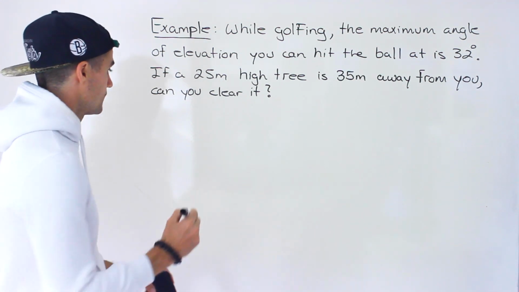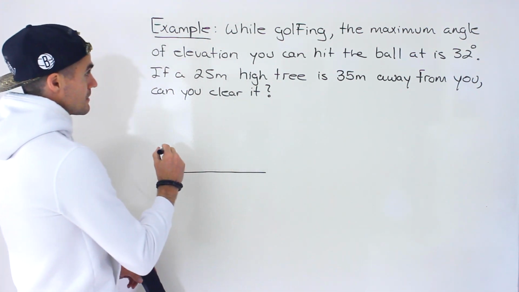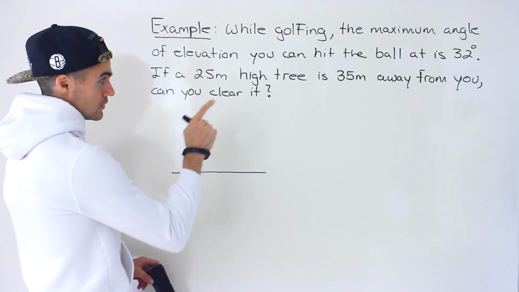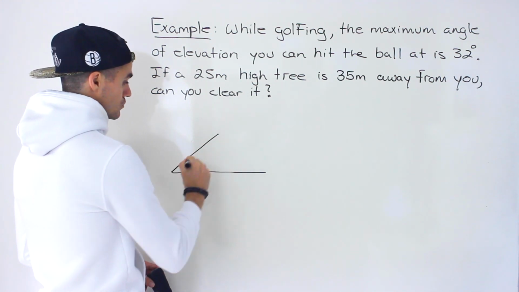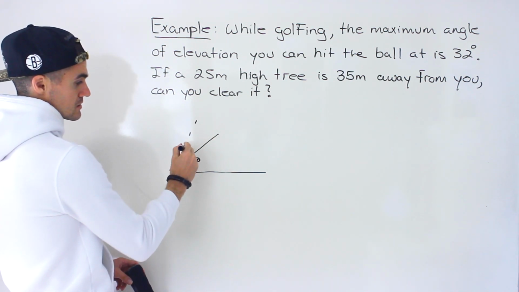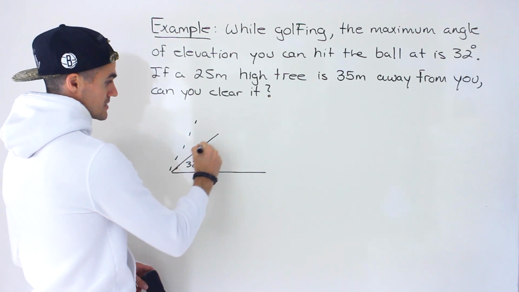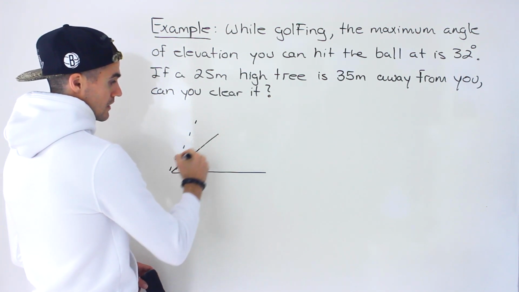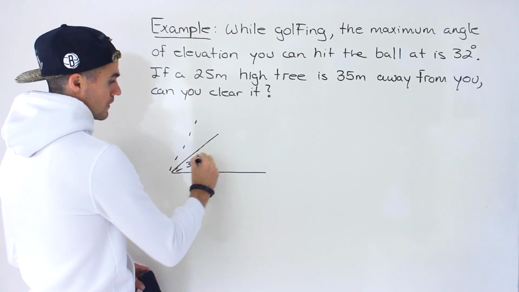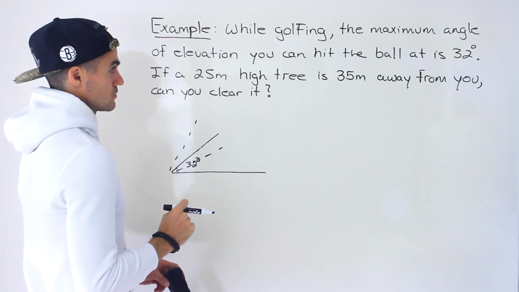Now, let's say that this is the ground here, and they're saying that the maximum angle of elevation you could hit the ball at is 32 degrees, like that. Okay, so anything above this, any angle greater than that, you can't hit the ball that high. This is the maximum height right there that you could hit the ball, or the maximum path. So anything lower than that is fine. Anything above that is not going to work.